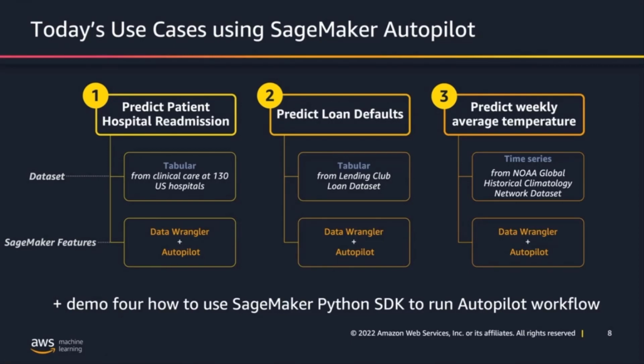And in the last lab, we work with a time series data set from the Global Historical Climatology Network data set. We extensively use Data Wrangler to do feature engineering on the data set and to prepare this time series data set for Autopilot. And then we run an Autopilot experiment. Our goal is to predict the average temperature for a specific day. And as a bonus, we also show today how we can use the SageMaker Python SDK programmatically in the notebook. And we provide source code, and you can run everything programmatically in your pipeline or your specific workflow.